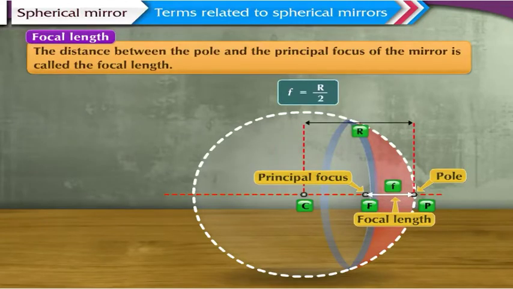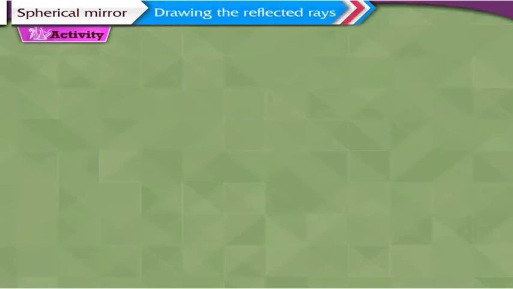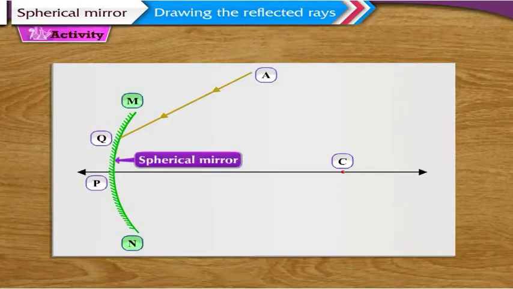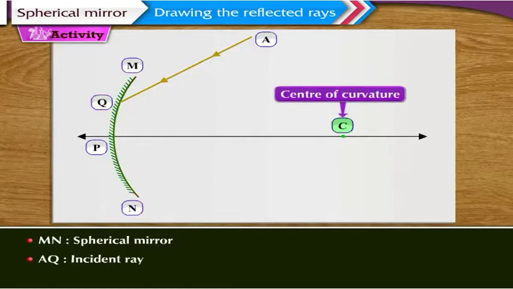After understanding the terms related to spherical mirrors, let us now move to the next part. Drawing the reflected rays. Let us perform an activity. One figure is shown on this drawing board. As we can see, MN is a spherical mirror. Ray AQ is incident on the mirror. C is the center of curvature of the mirror MN.